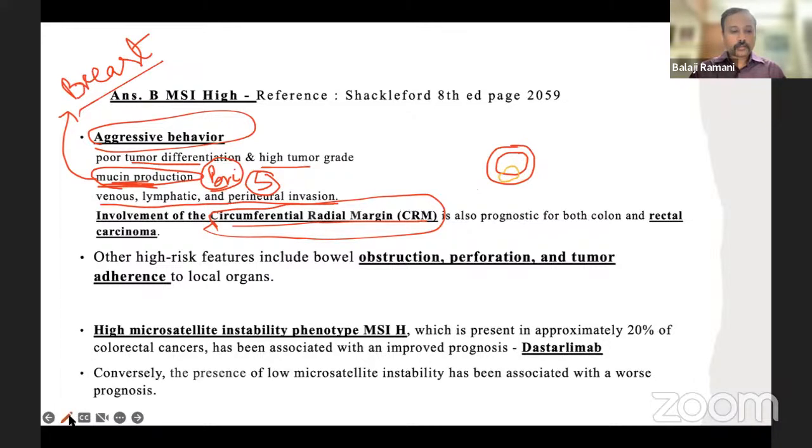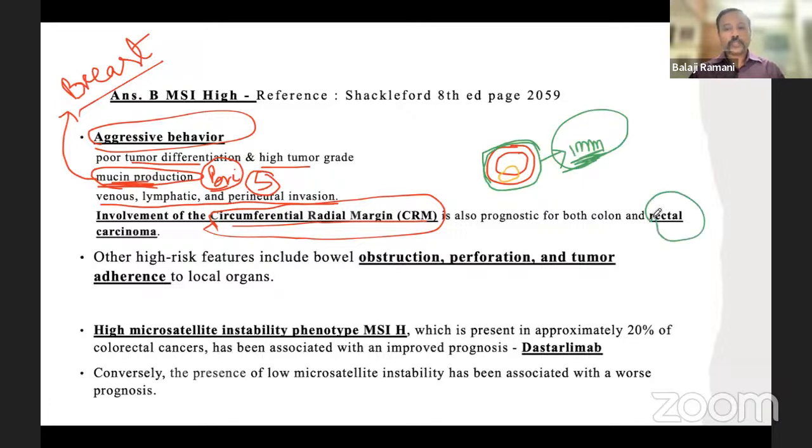The circumferential margin of the tumor is going to be here. So this green zone is actually the circumferential resection margin. Now, the circumferential resection margin should be at least 1 millimeter to be called free. So this is a golden number, my friends. Remember this. The circumferential resection margin should be at least 1 millimeter to be called a free margin as far as rectal tumors are concerned.